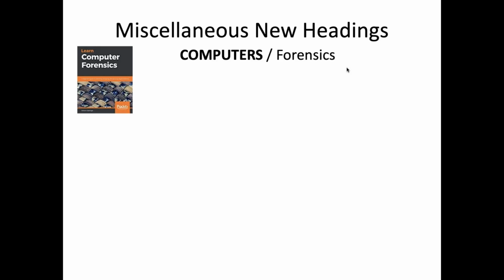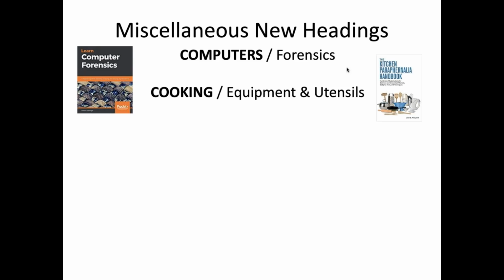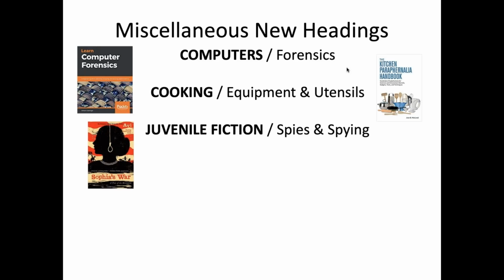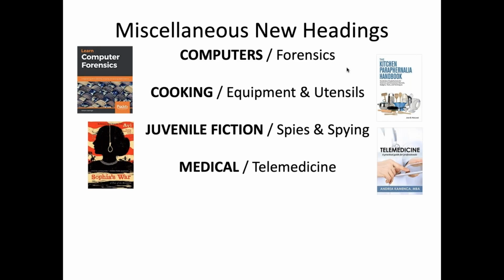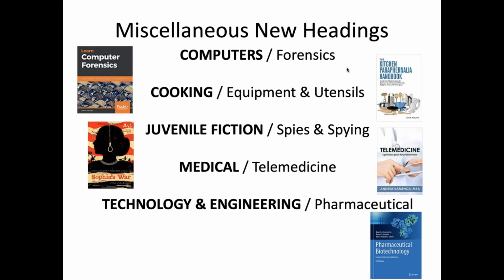And then some of the miscellaneous new headings. These are headings that were added. They're requests received from users, either within the committee or people who put suggestions in our suggestion form. The new headings include computers, forensics, cooking, equipment and utensils, juvenile fiction, spies and spying, medical, telemedicine, and technology and engineering, pharmaceutical.